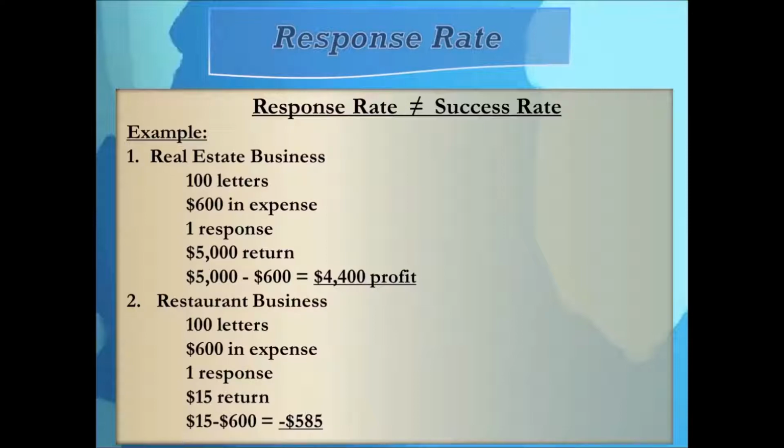Why is that? For example, you're in the real estate business, and of the 100 letters you sent out, you only got one response. Your $600 expense on direct mail advertising could potentially translate to a $5,000 return and a $4,400 profit after expense. On the other hand, if you're in the restaurant business and of the 100 letters you sent out, you only got one response back, your $600 expense on direct mail advertising could translate to a $15 return, but a $585 loss. So the response rate does not equal success rate. It's what you sell that determines the success.